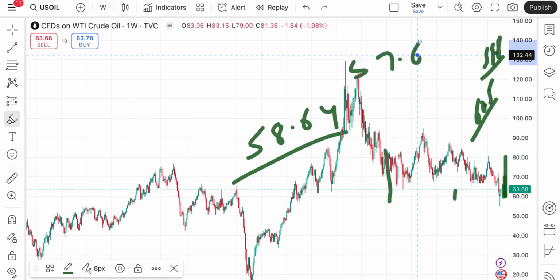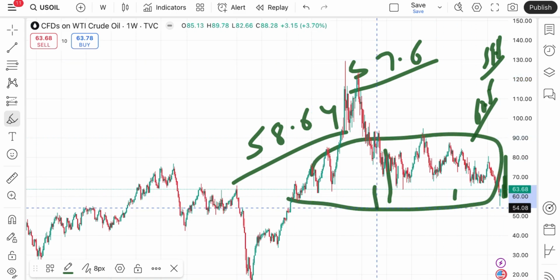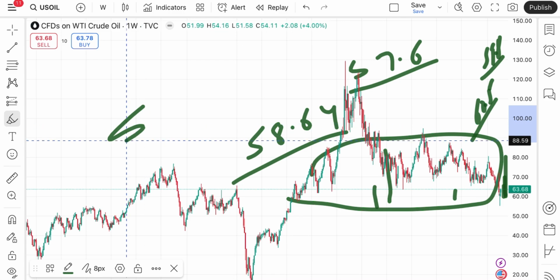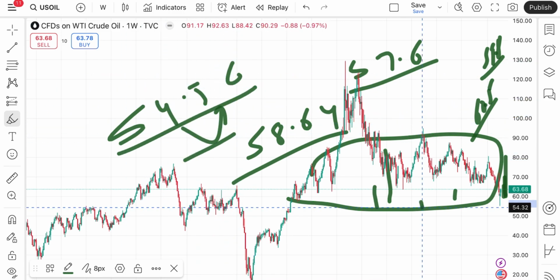So chances are very high that we can see it will touch a level of around $54.56. From there a bounce back can come. Okay, but if the price started falling below this level, the chance of touching 51.96 we can see, and then a further low will be there.